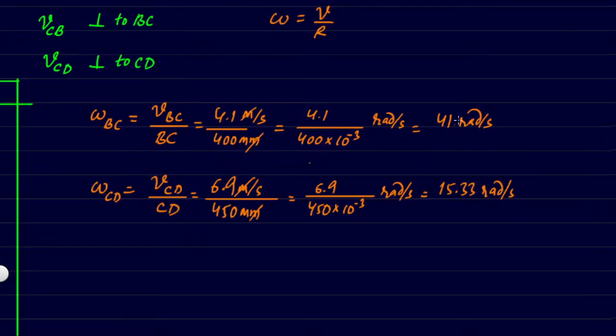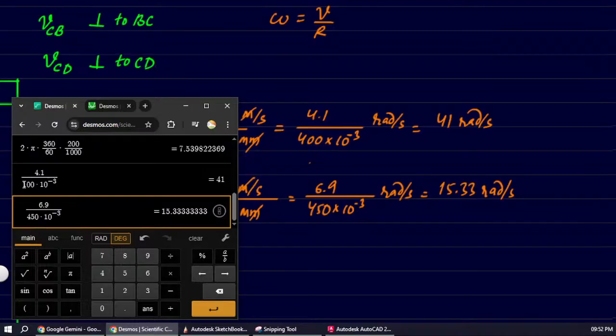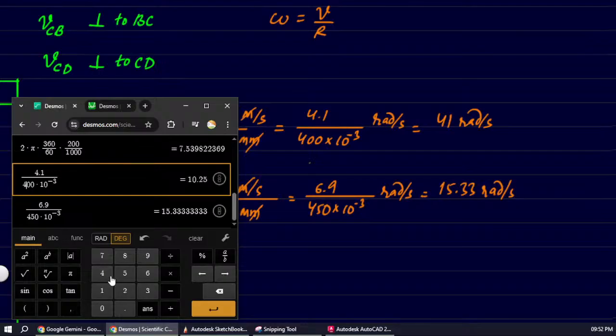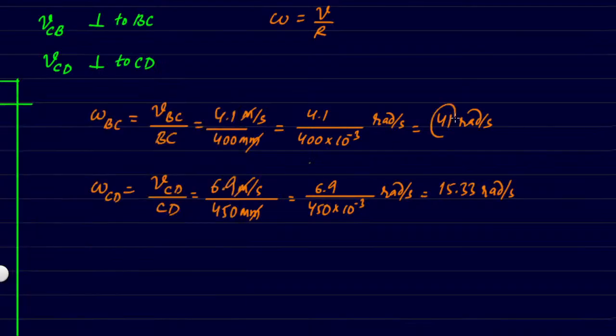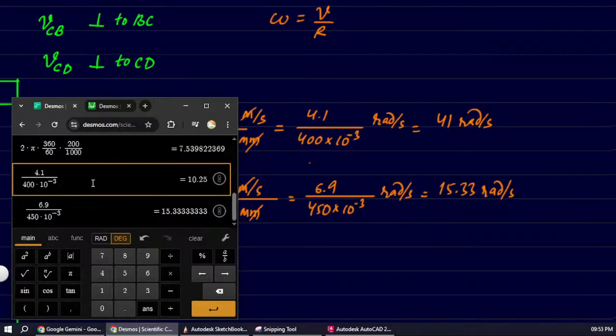Hey, I think we made a mistake here. What mistake did I do? Oh, I took it as 100. It is supposed to be 400. Big mistake. Fine, I caught it because 41 radians per second is a very large angular velocity in comparison to this, right? So you should be able to find when you're going wrong.